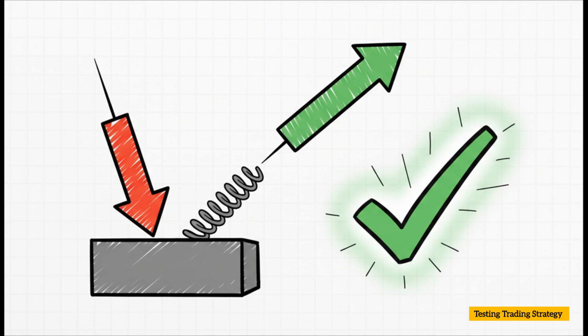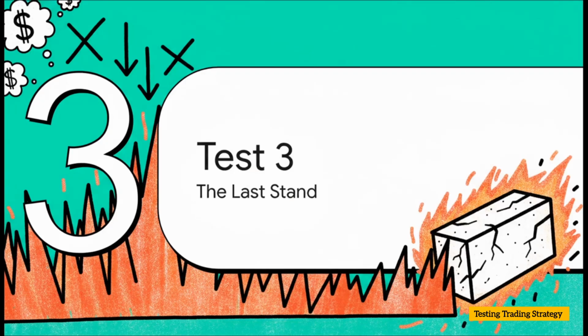First, you identify that fresh block right under the IDM. Then you wait for price to hit it. But here's the absolute most important part. You do not front-run the trade. No way. You have to wait for a clear rejection off this block. That rejection, that's your signal. It validates the zone and gives you the total green light to execute a highly favorable, high-probability entry. Which brings us to test number 3, the last stand.